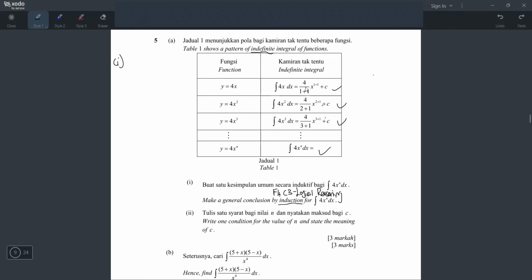Inductive means specific to general, but deductive is general to specific, right? But this one is inductive, okay, induction. So now I have to make a conclusion, meaning I'm trying to make a general formula for all this working, right? So let's write down the integral of 4x^n dx first, right? 4x^n dx. So it will equal what?